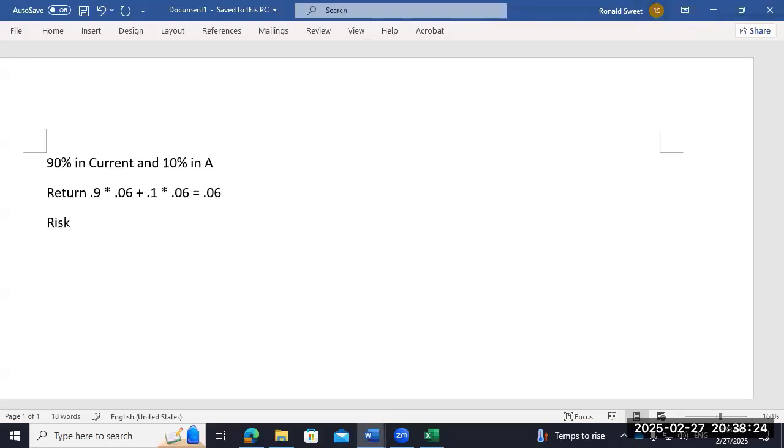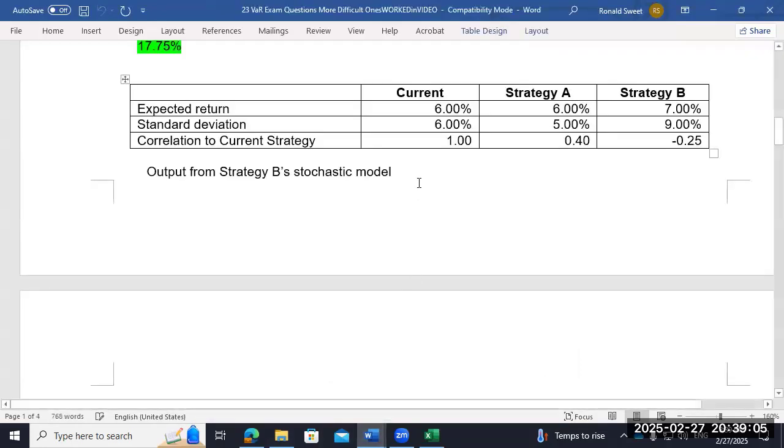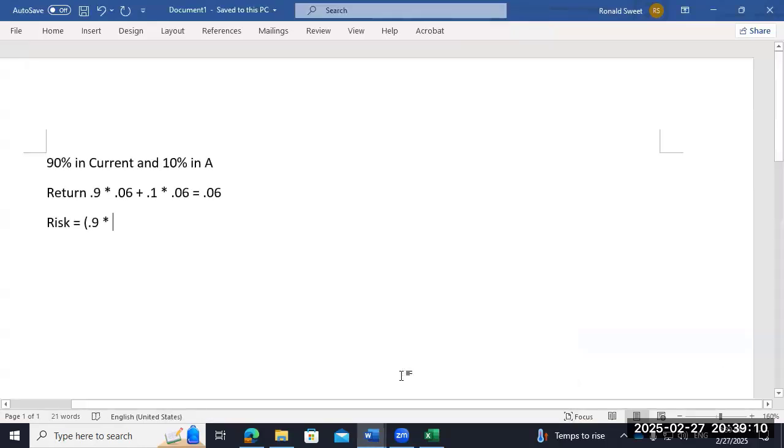What about risk? Any takers on that? 0.9 times what? Weight squared times risk squared, plus weight squared times risk squared, plus 2 times weight times risk times weight times risk times correlation. All right, got it. So what is it? 0.9 times what? What's the standard deviation? The standard deviations are 6 and 5. Okay. So 0.9 times what?